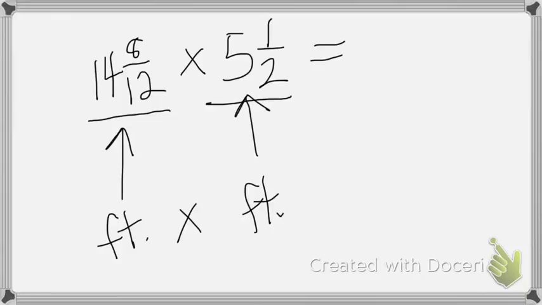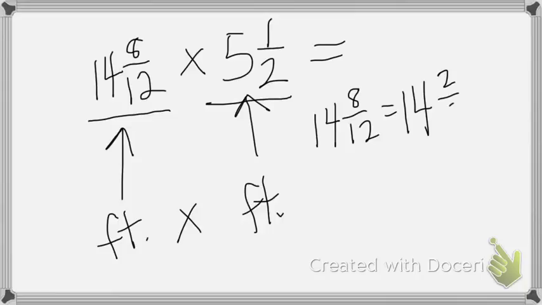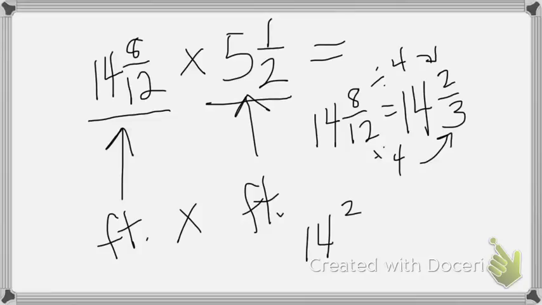Okay, so first let's go ahead and reduce that 14 and 8/12, and that would be 14 and 2/3, right? Because we have a greatest common factor of 4, and then 8 divided by 4 equals 2, and 12 divided by 4 equals 3. Okay, so now we have 14 and 2/3. So we have 14 and 2/3 times 5½, which is as simplified as we can get.